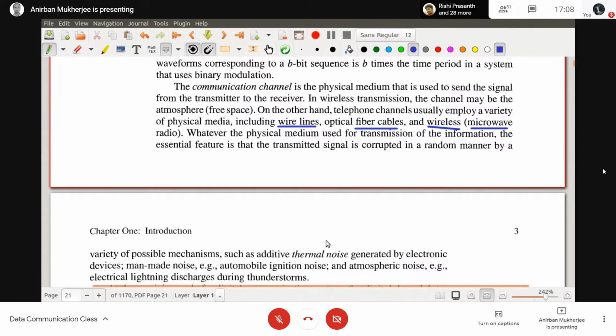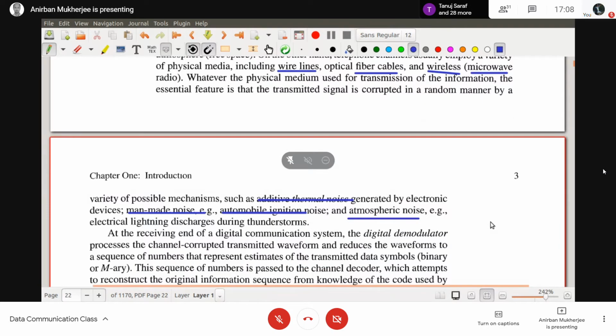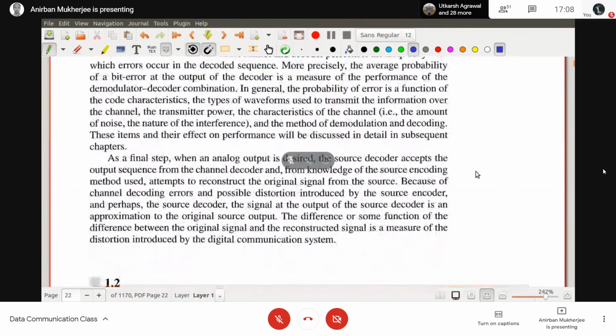And what is the problem? The problem is additive thermal noise, man-made noise, meaning automobile ignition noise, which is very important nowadays for automotive cars, and also atmospheric noise like electrical lightning discharges, thunderstorms, and all these things. Okay. Now the digital demodulator, I am not discussing this at this point. So let us go to the channel actually.